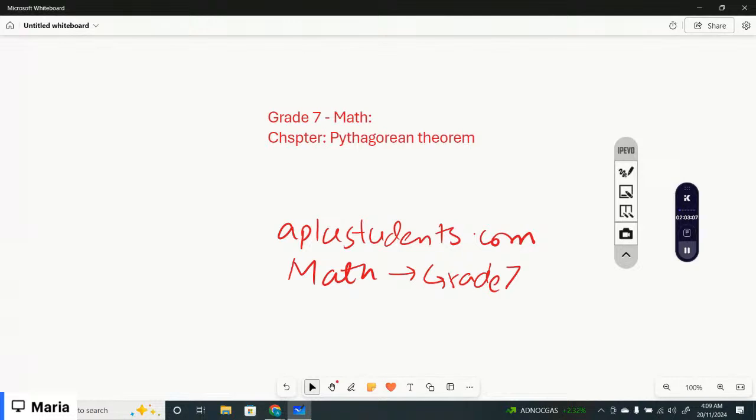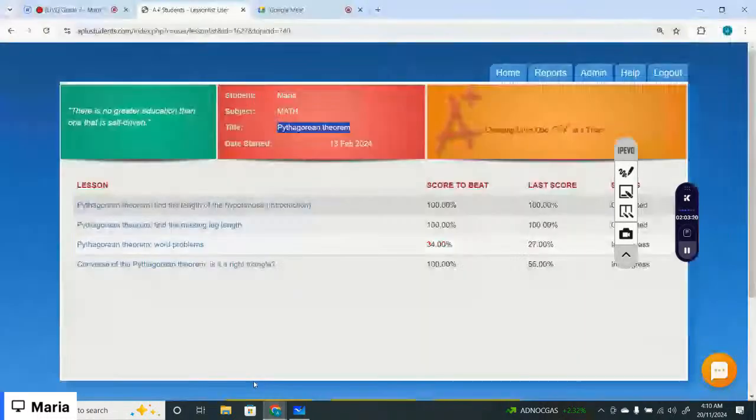So please make sure you have your notebook and pencil so that you can note down the important examples and definitions as well. Here I am on grade 7 math. The chapter we are on right now is Pythagorean theorem. Let's just start with the first lesson, that is find the length of the hypotenuse. So let's just start with the lesson.